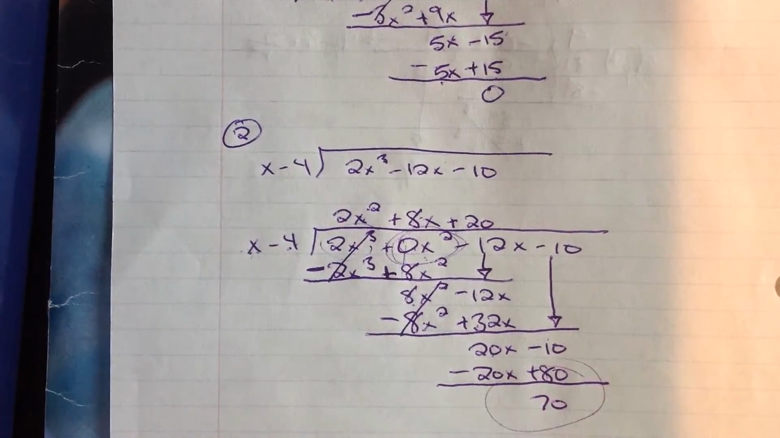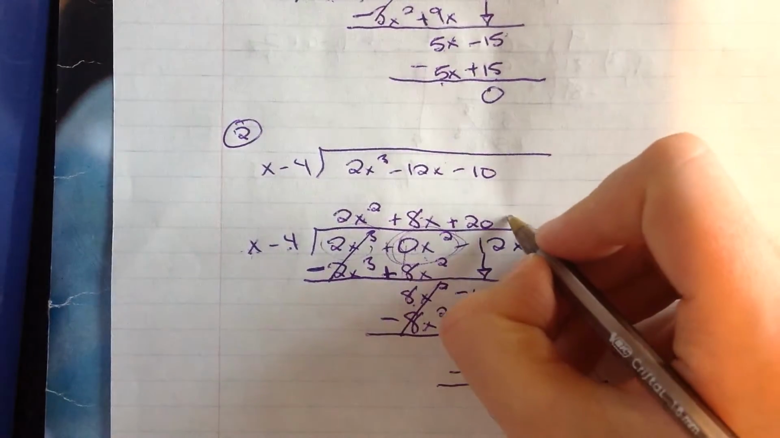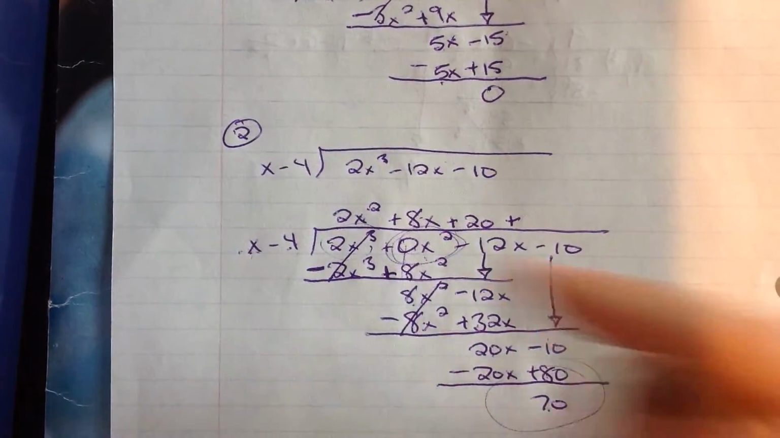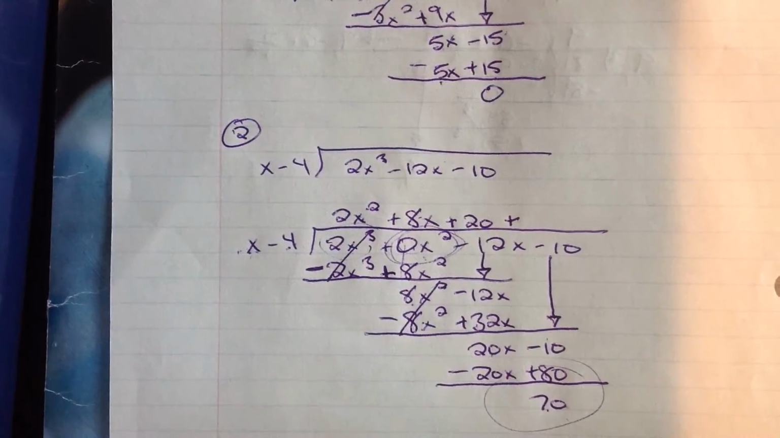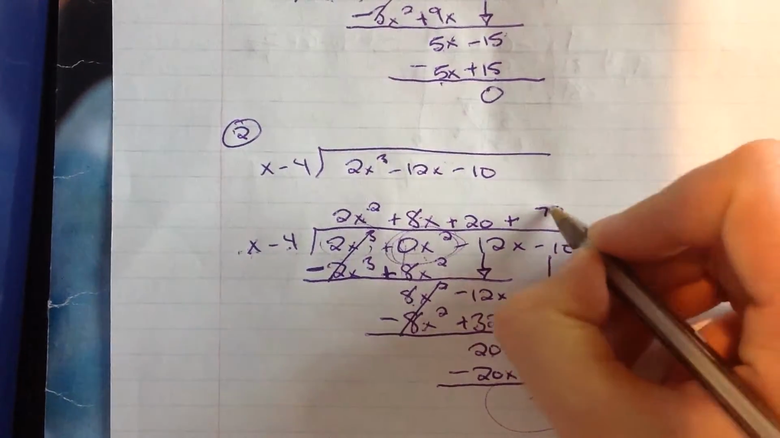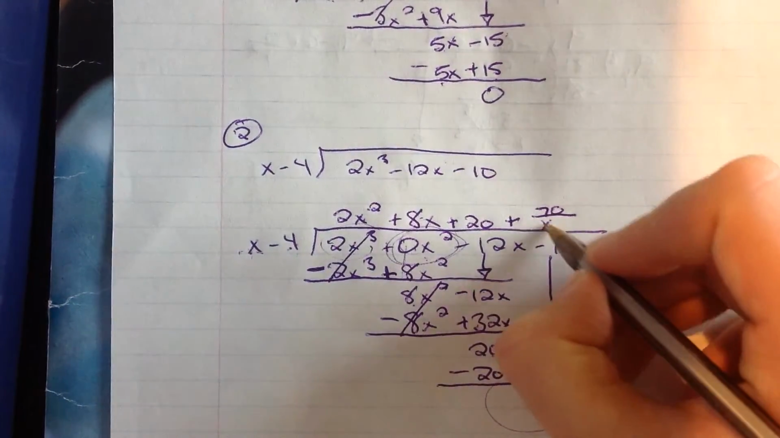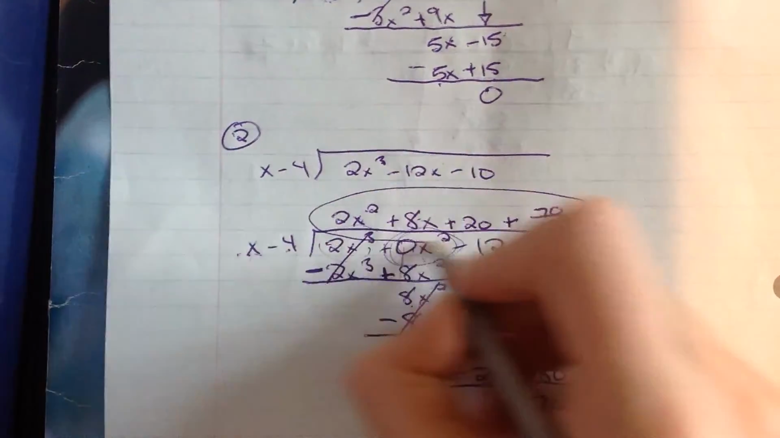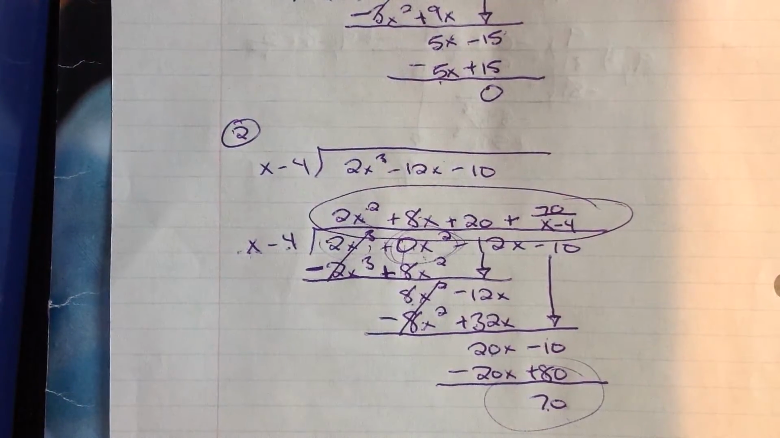So this is a remainder. Here's how we do remainders. We say, because x doesn't go into 70, we can't times x by something to get this. That's how we know it's a remainder. We say 70 over what we divided by, x minus 4. So this would be our answer.